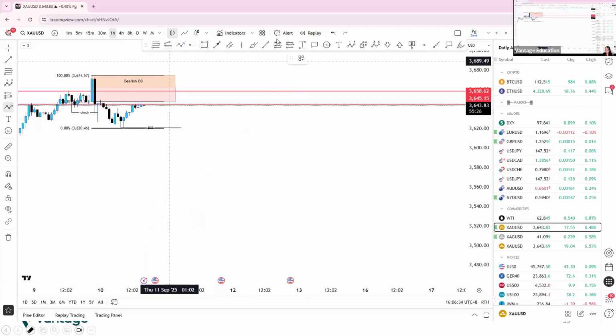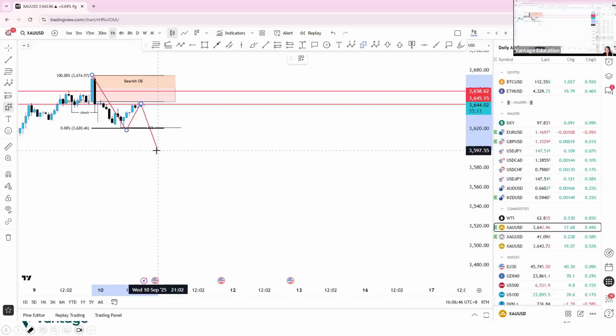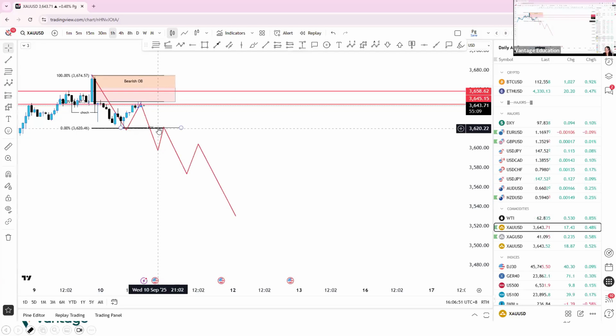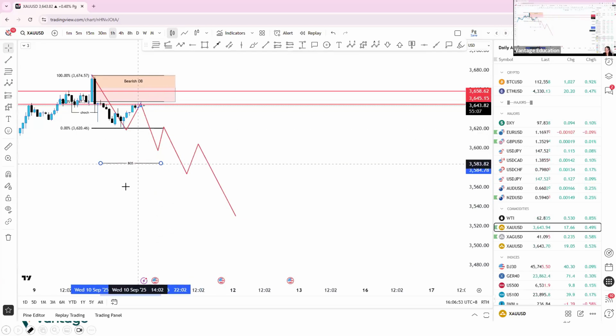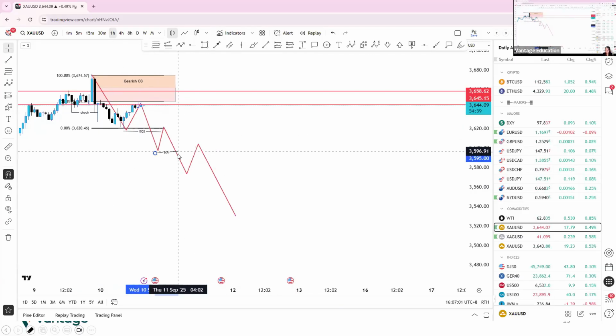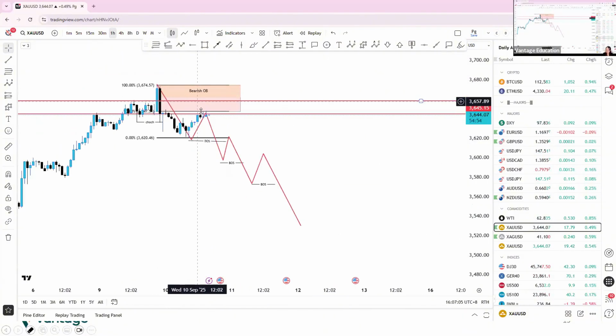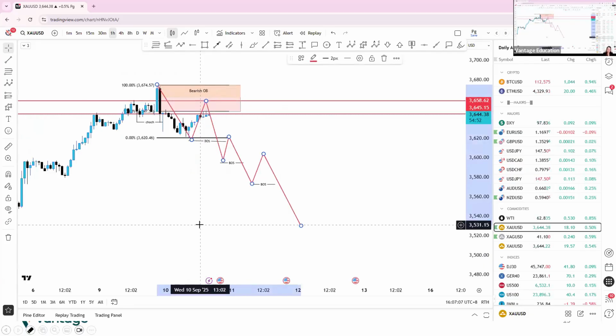Then price continues to go lower. Lower low, lower high, break of structure, lower low, lower high, break of structure, lower low, lower high, like that. It's gonna be like that. If they respect this level or they go to these zones, I don't want those.